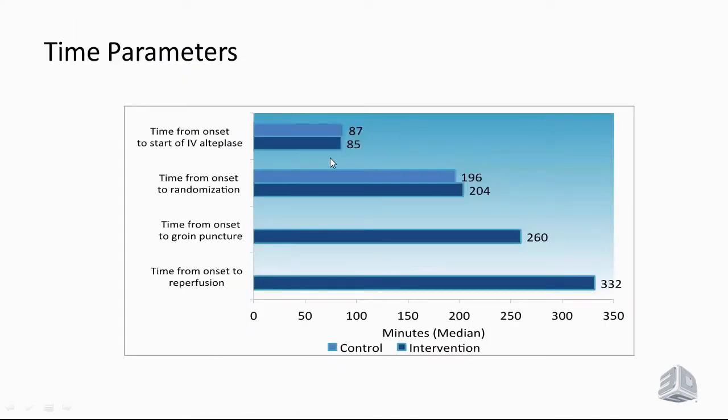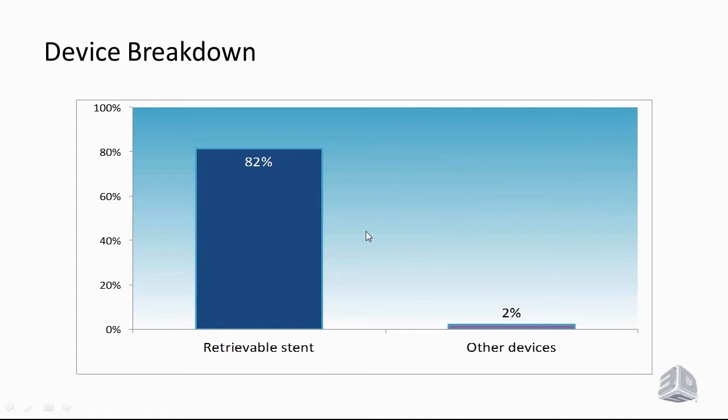And again, they saw these patients very quickly. In less than an hour and a half, they got IV TPA. They were randomized at about the same time as the Revascat trial, about 200 minutes. Groin puncture at just over 4 hours and reperfusion a little past that. And you can see the device breakdown again, most of them stent trievers.